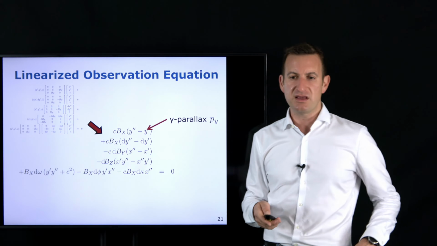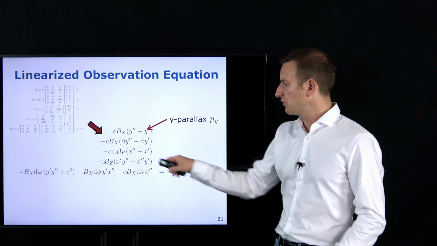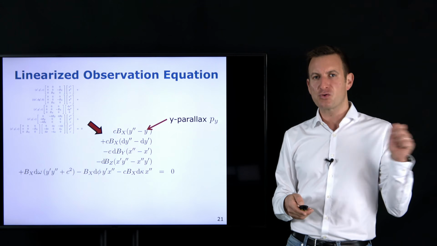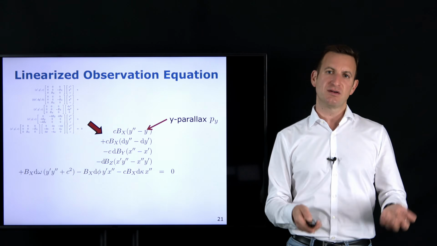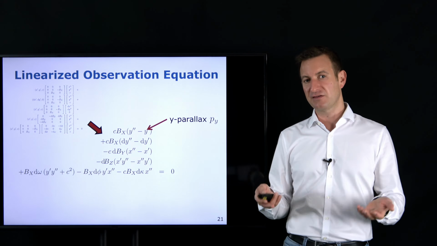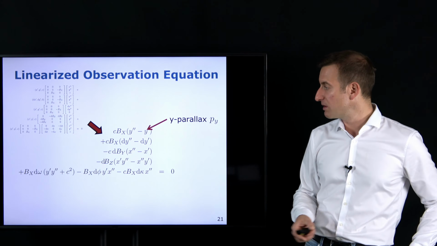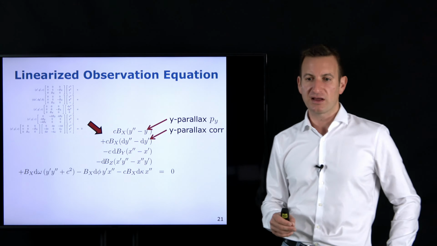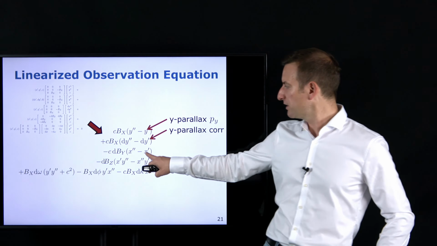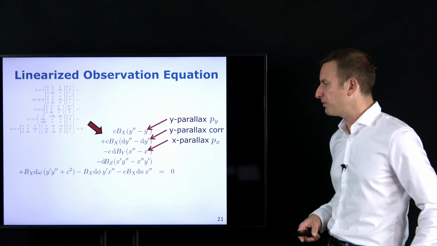So this is basically the y parallax correction. This tells me by how much the y parallax changes if I change the pixel location of point number 1 in image 1 or the same point in image number 2. So this is basically the parallax correction. What I have down here is the x parallax.